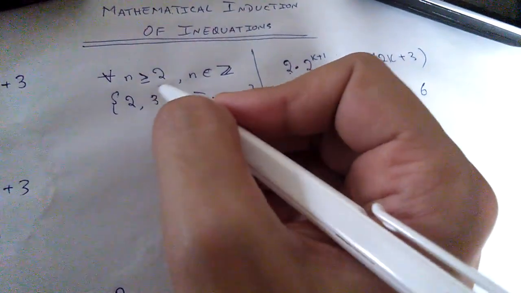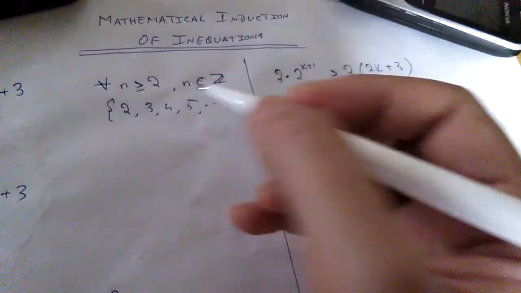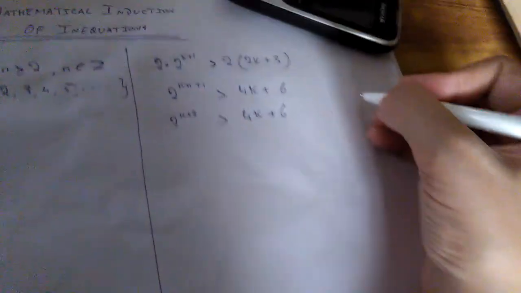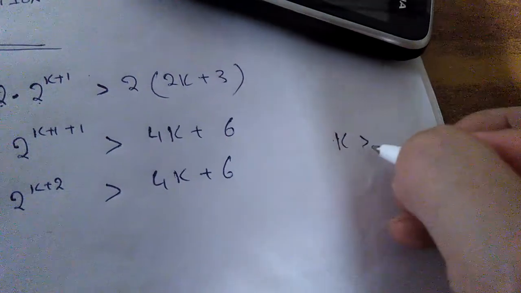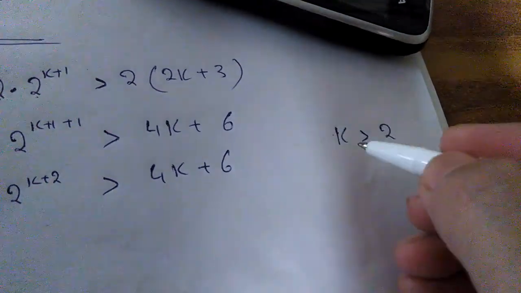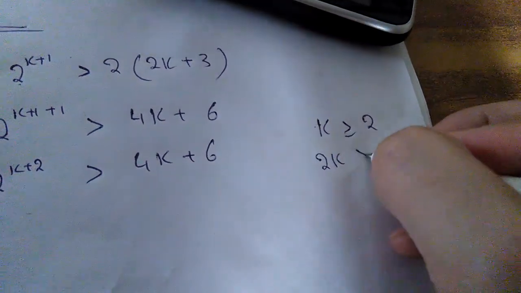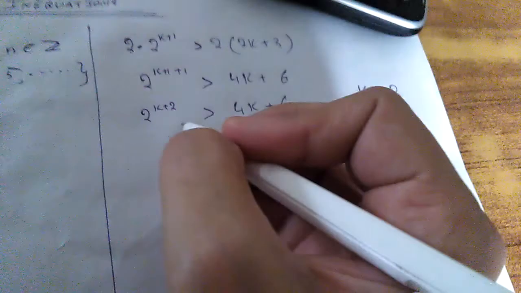Now you have just seen in the question that n takes all integral values greater than or equal to 2, and here k is equal to n. So it's quite clear that k is greater than or equal to 2. If k is greater than or equal to 2, it means twice of k is obviously greater than or equal to 2.